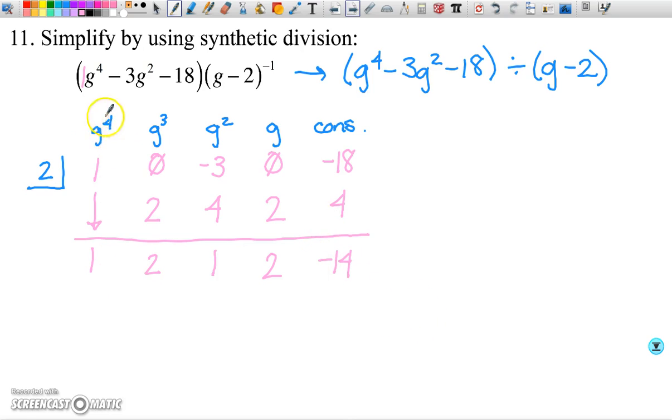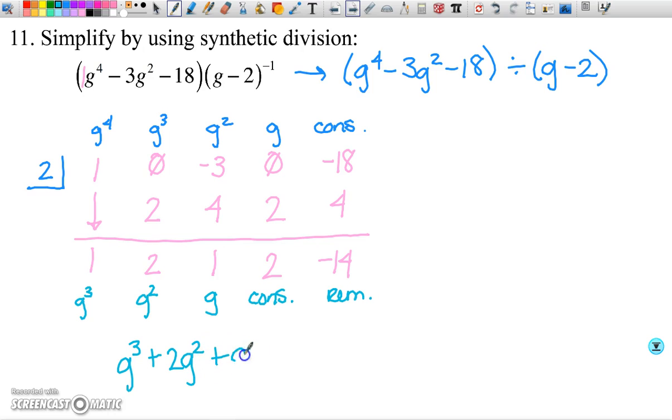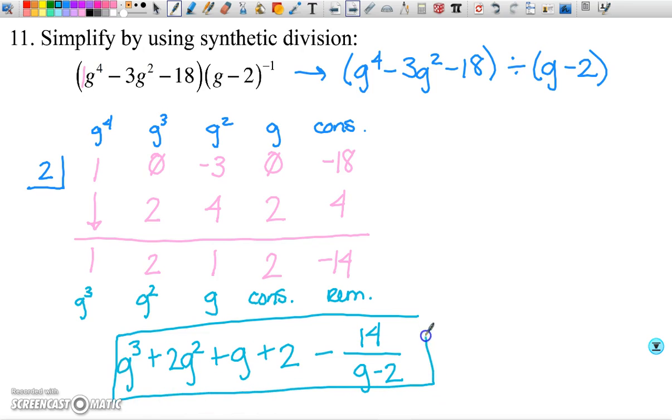And so since we started with g to the 4th, our answer starts with g cubed and works its way down through every term all the way to the remainder. So your final answer would be g cubed plus 2g squared plus g plus 2, but then we have our remainder of minus 14 over g minus 2. And that would be your final answer there.